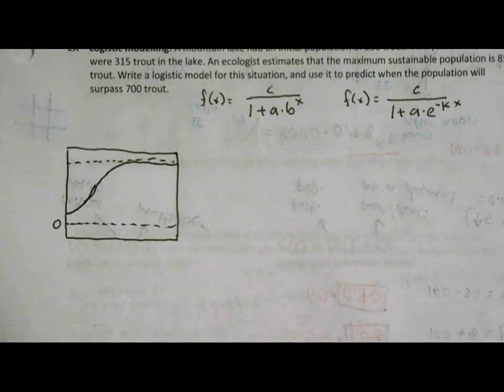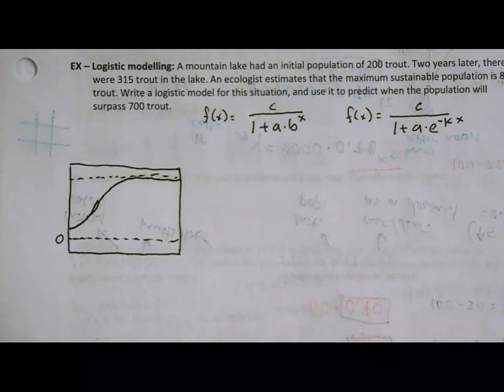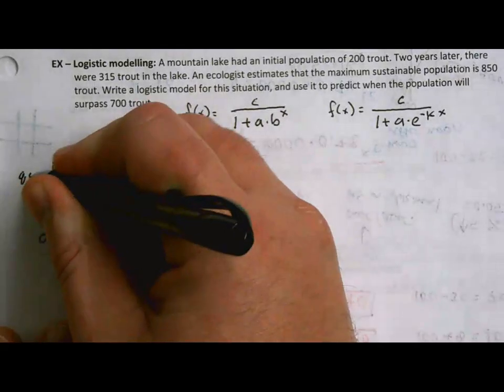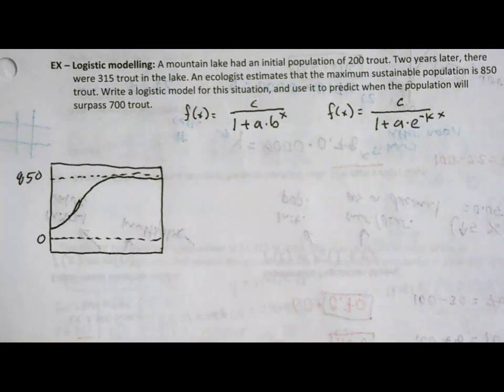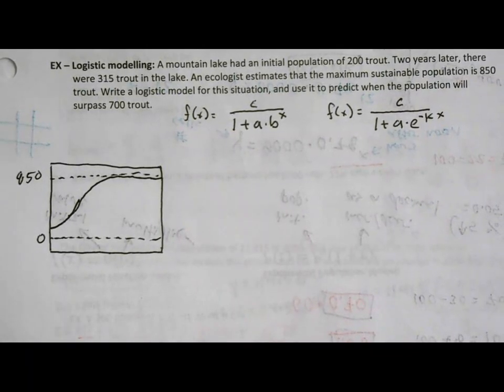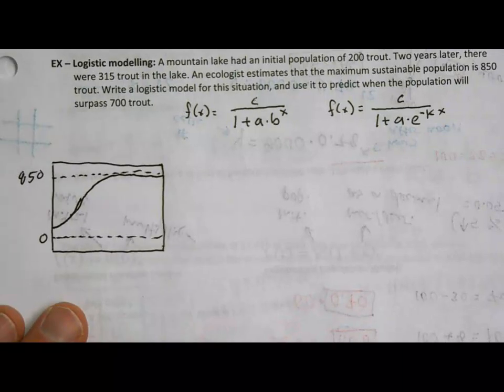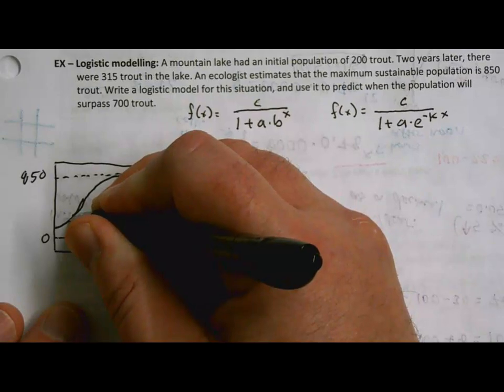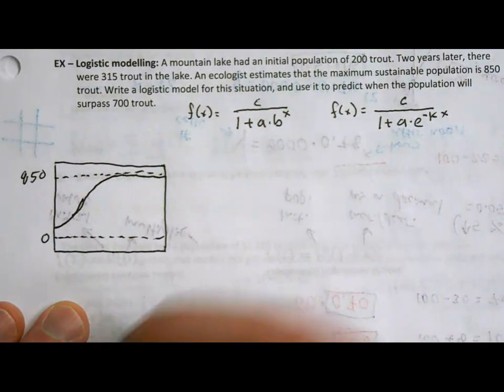Can you give me a value for that other asymptote? 850. So the pond's never going to have more than 850. We're going to get closer and closer. Technically, the logistic function will never hit 850, but it'll get close enough that we'll round to it. What else do I know? I think they gave us some coordinates for some point on this thing. Two years later, so 2 years in, we're going to be at 315.